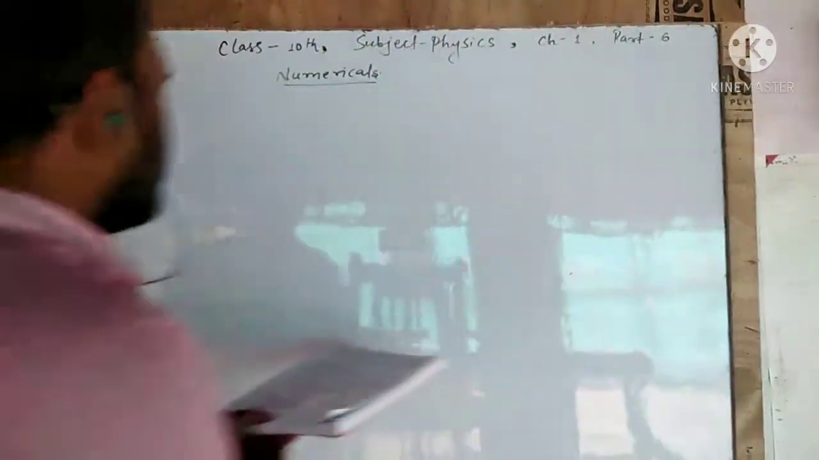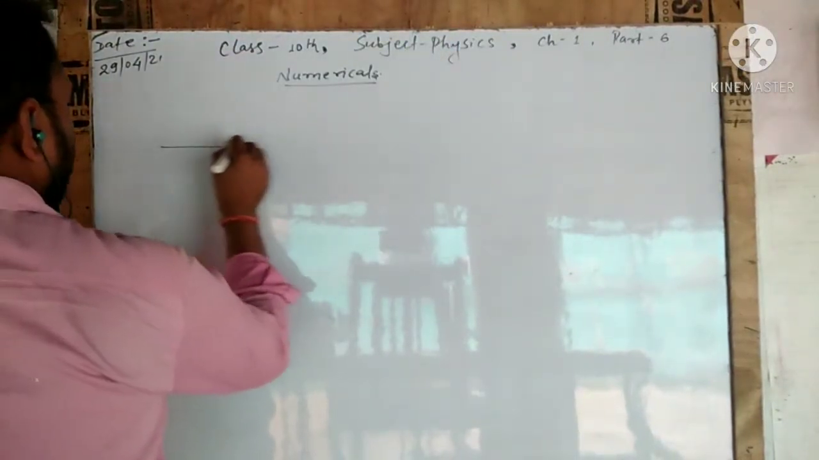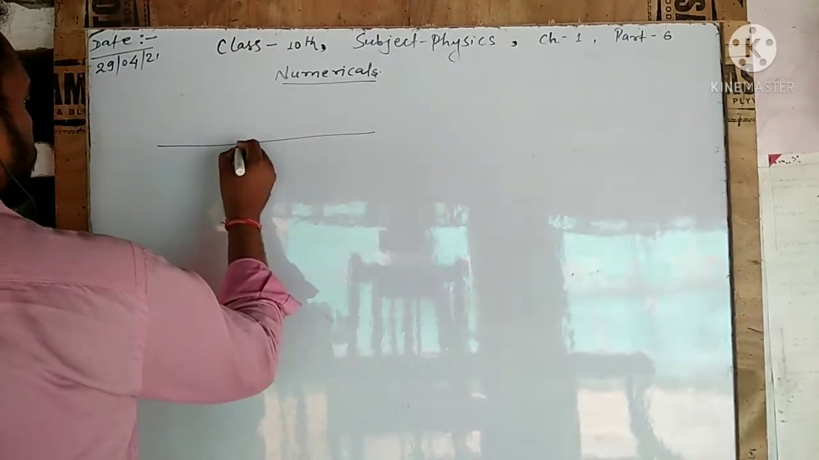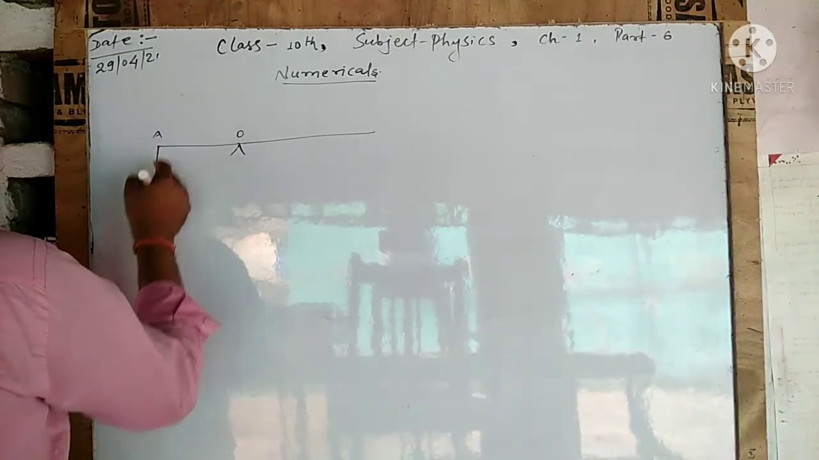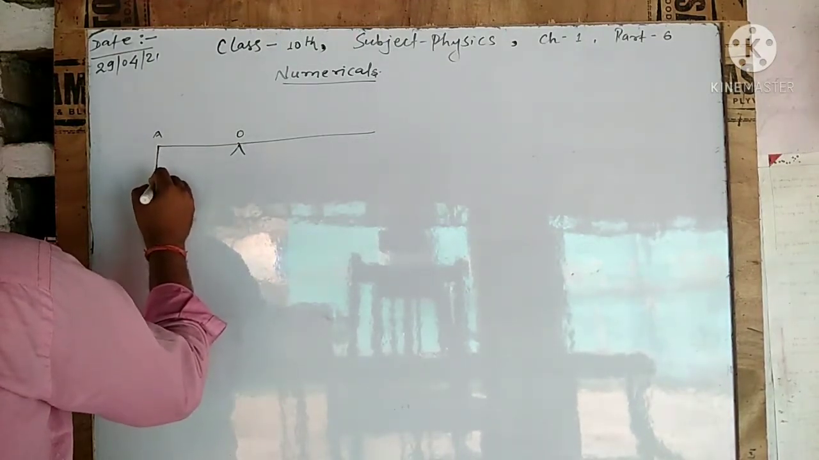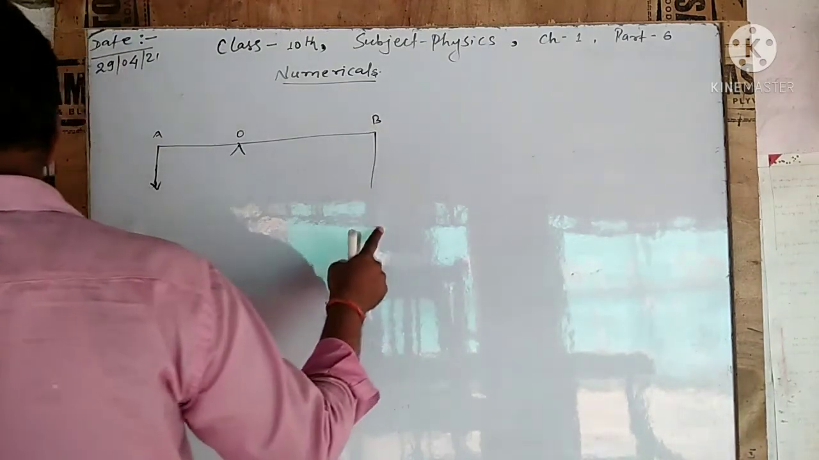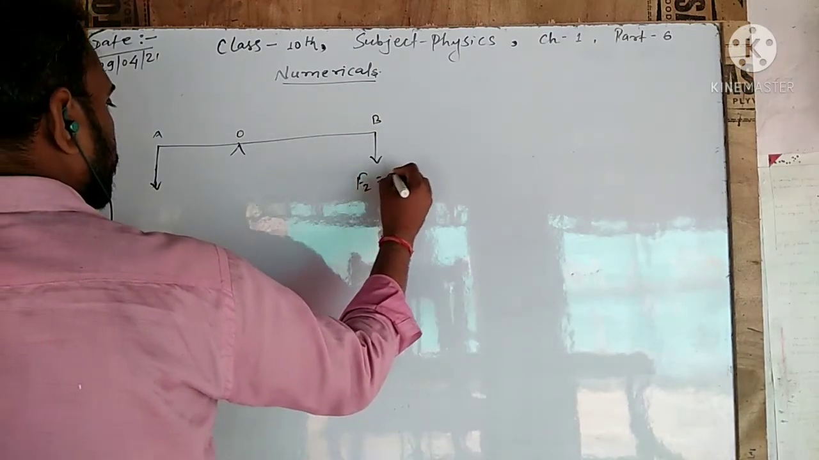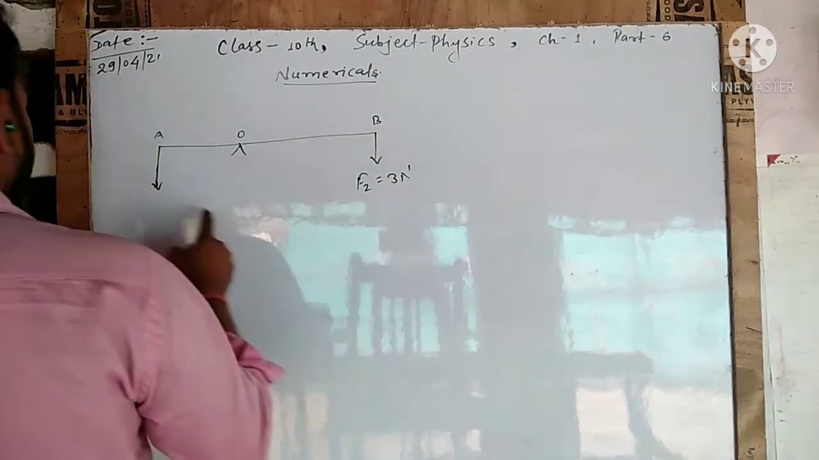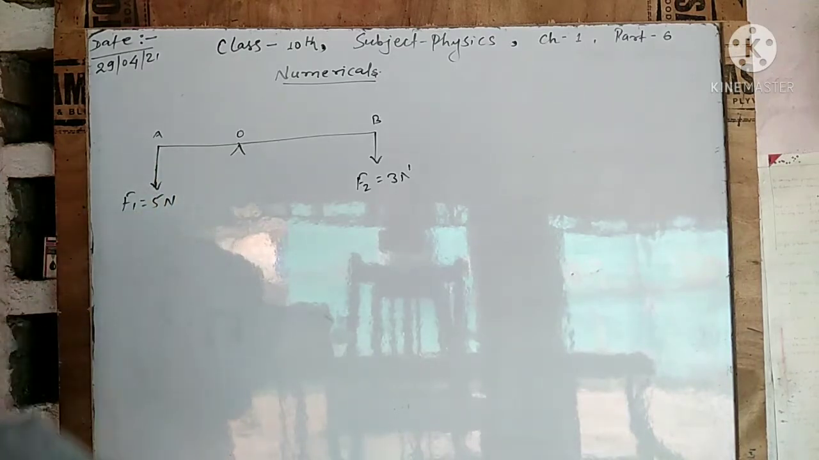Okay, so it is a simple problem. There is a pivot point O and this is a rod. The end of this rod is given as A while the other end is B. Here is force F2 that is of 3 Newton and here is force F1 that is of 5 Newton acting. Okay, so let me solve this problem.